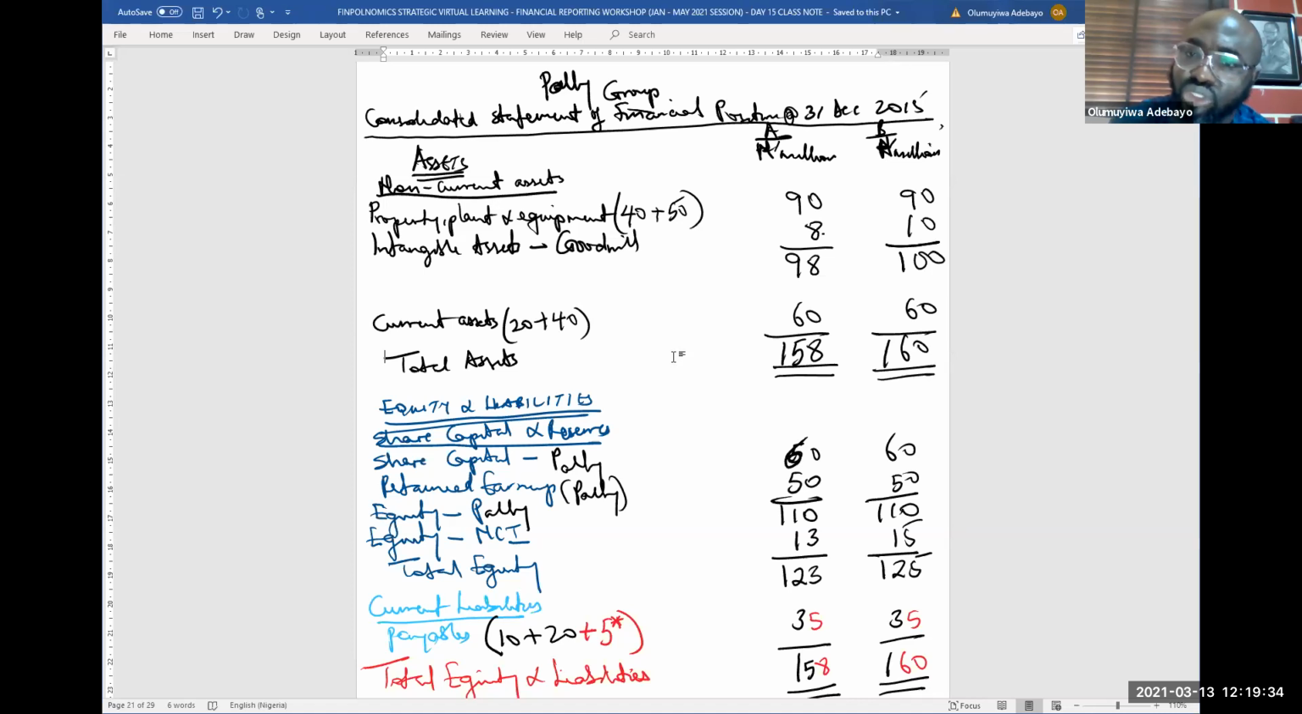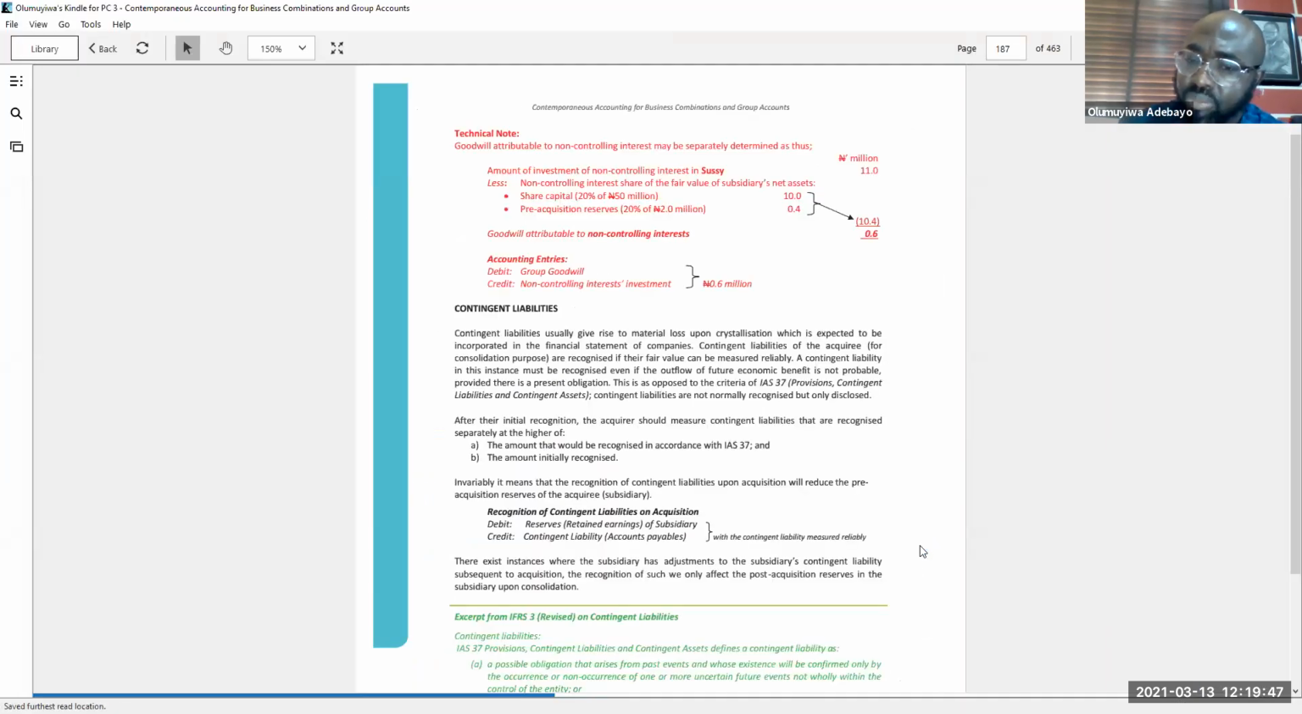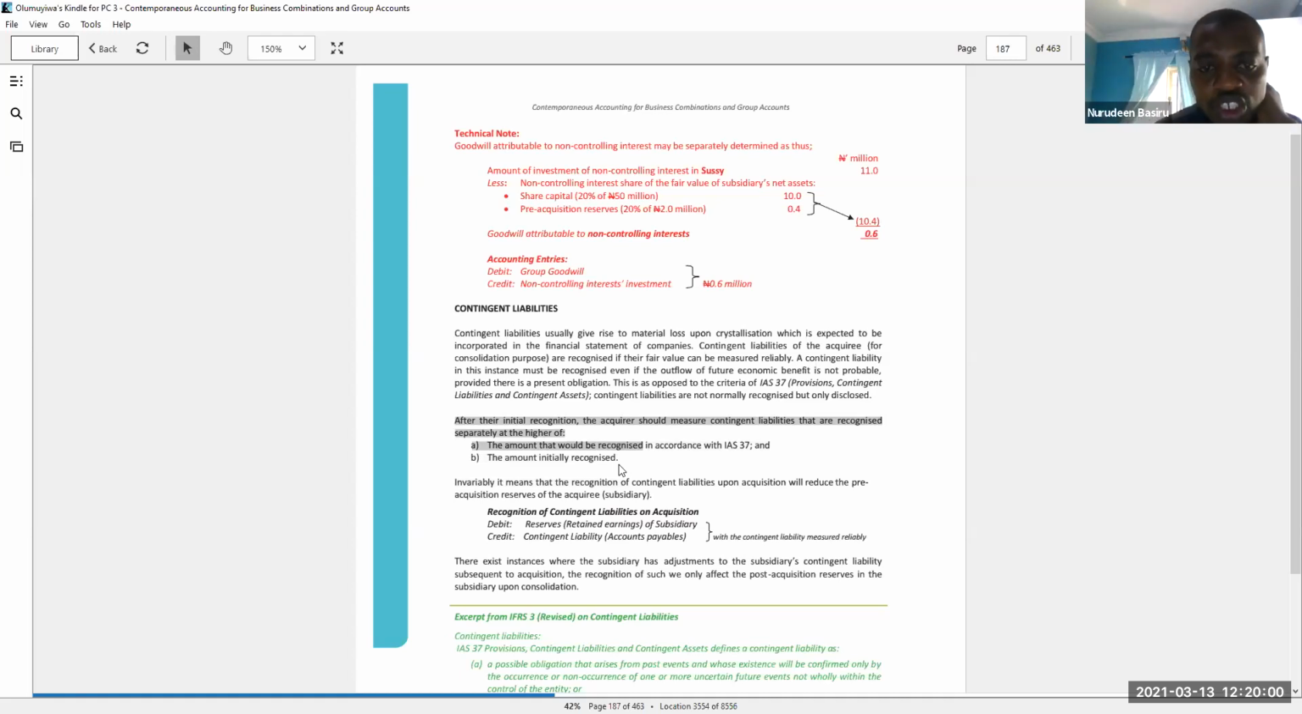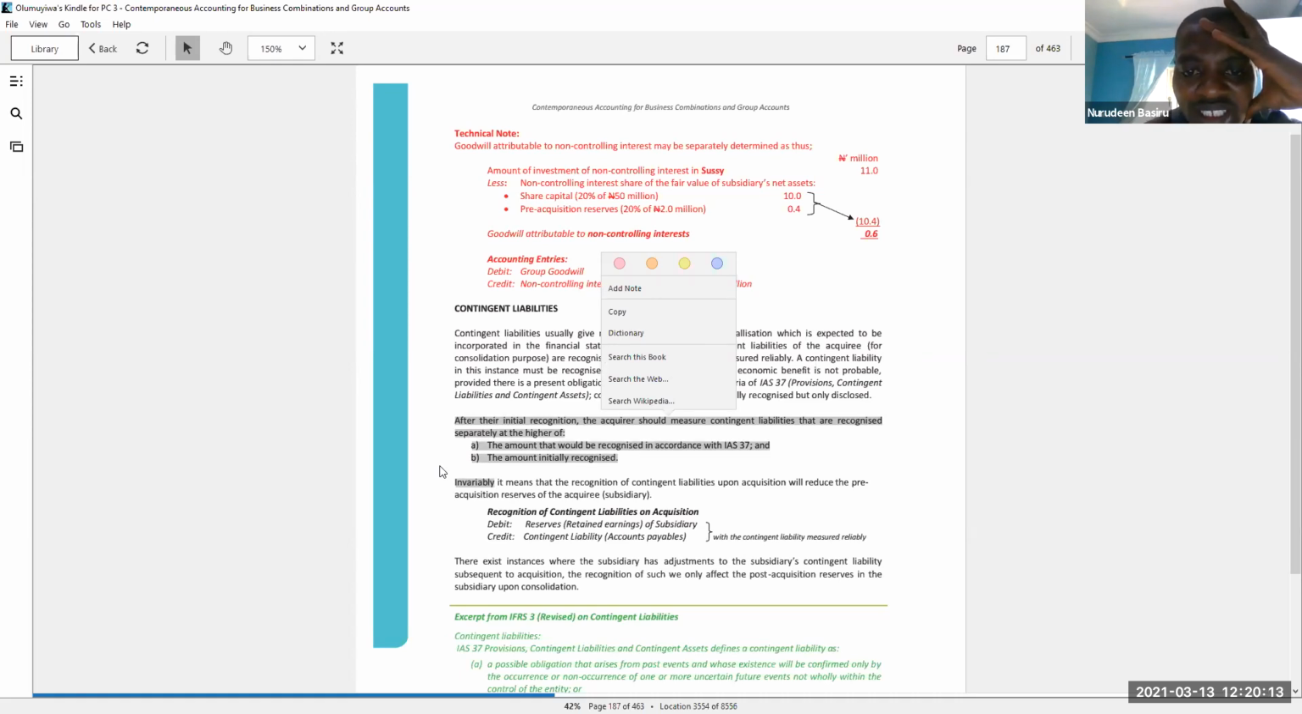Now, henceforth, subsequent to acquisition, what does the standard say? The standard says you now recognize it going forward at the higher of what has been recognized in line with IAS 37, looking at that principle strictly, or what you have recognized initially as at the point of acquisition, which is what you read here. Can you read this statement again here? Okay, after their initial recognition, the acquirer should measure contingent liabilities that are recognized separately at the higher of A, the amount that will be recognized in accordance with IAS 37, and B, the amount initially recognized.